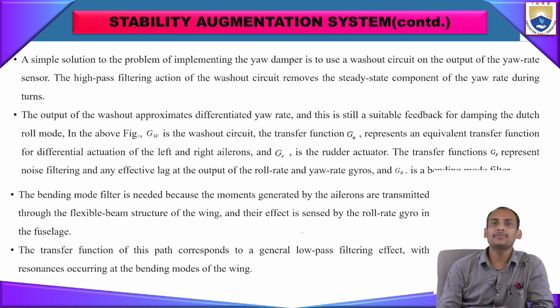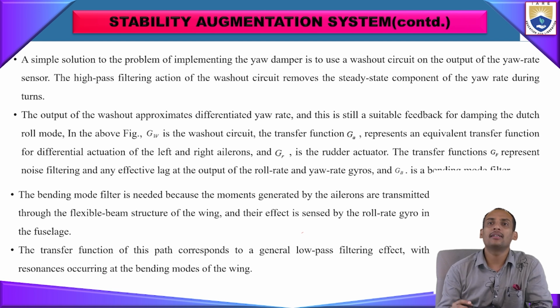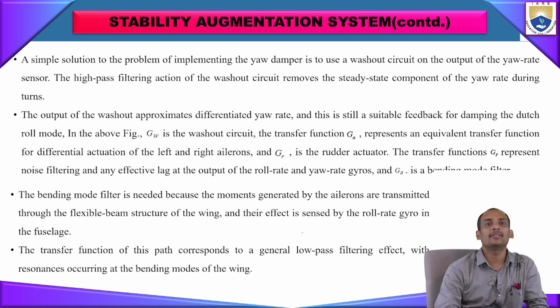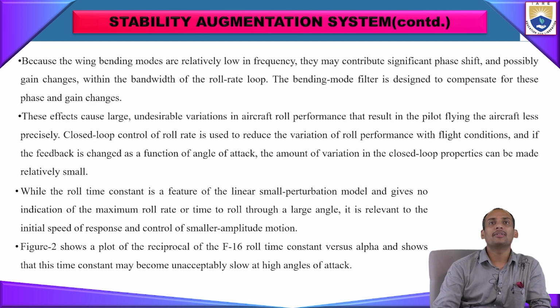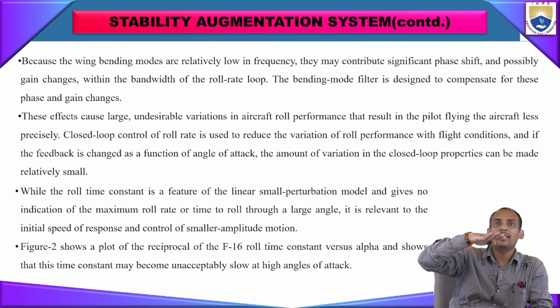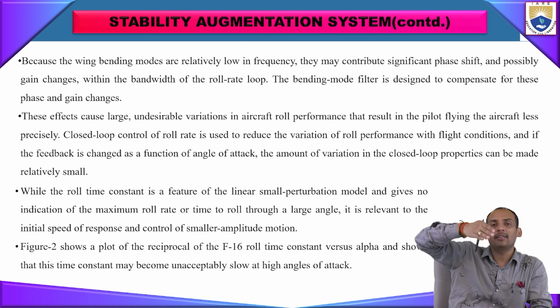So the transfer function is a path corresponding to a general low pass bending effect with resonance occurring at the bending modes of the wing. Because the wing bending modes are relatively low in frequency, they may contribute significant phase shift and possibly gain changes within the bandwidth of the roll rate loop. So the bending mode filter is designed to compensate these phase and gain changes. Whenever these bending mode frequencies occur, because of the transfer function, the frequency response changes again.